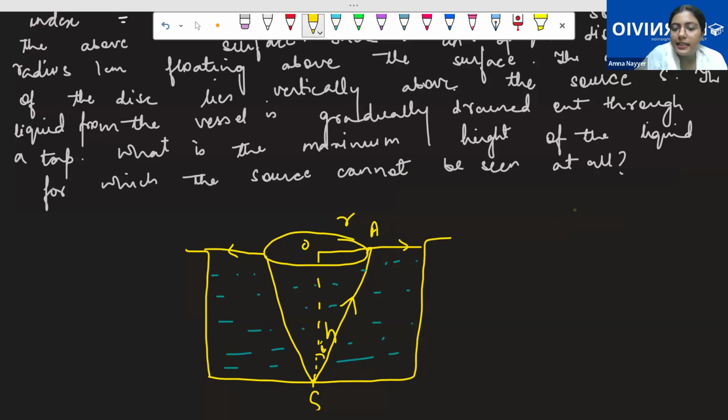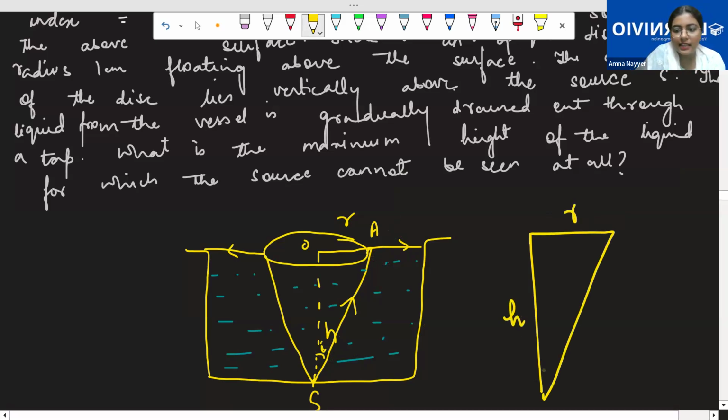Okay then. See, how to solve this question: this clearly shows that this is the critical angle. I just draw this triangle separately. See, this is the height h, this is the radius r, and this is the critical angle, IC. This side, the perpendicular, and the hypotenuse will be r square plus h square. This is the perpendicular, this is the base, this is the hypotenuse.